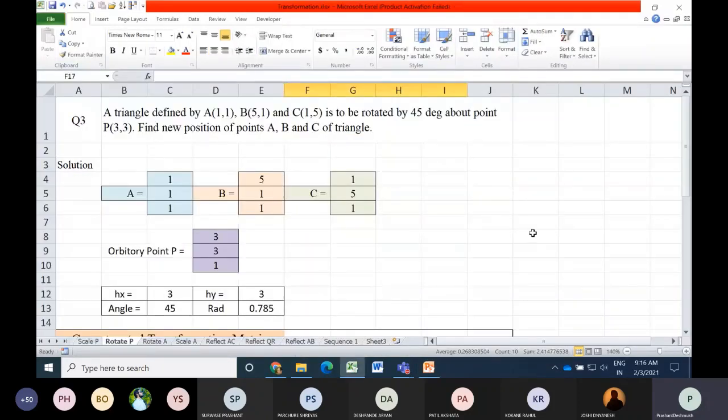Okay, let's discuss the problem. Now you can see on the screen one problem: a triangle defined by ABC, that is PQR, coordinates are there, rotated by 45 degrees about point P. So now what will we do? We will modify this problem according to our problem, so that calculations will be easy.